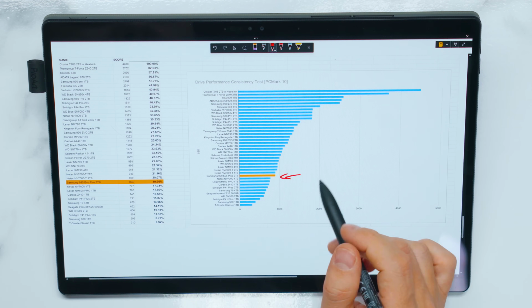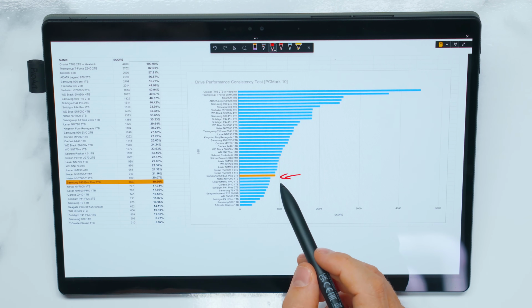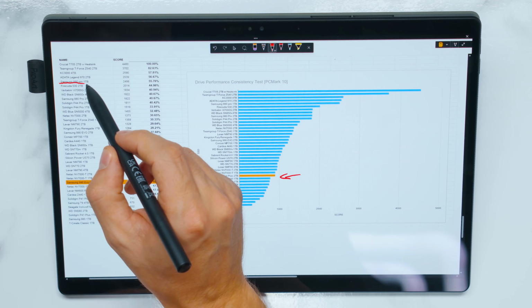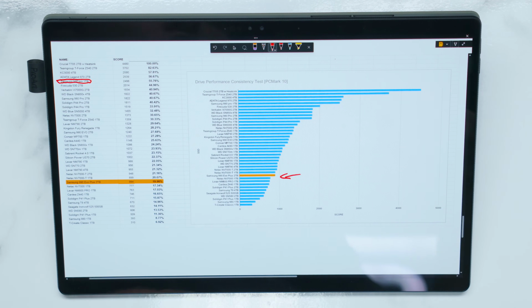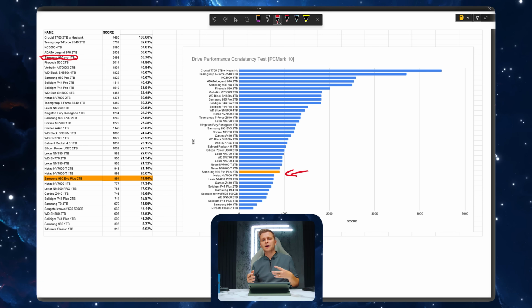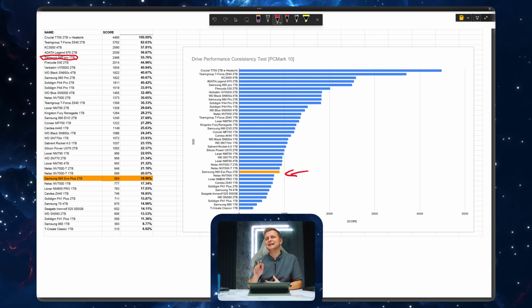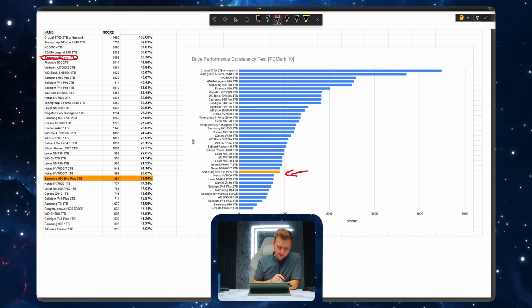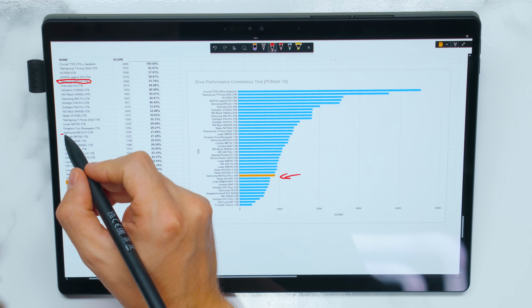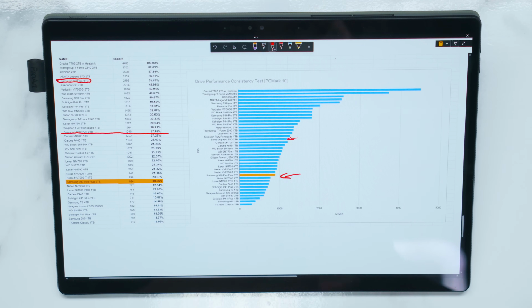This 990 Evo Plus is somewhere further down in the charts and not necessarily impressive, because now we can see that the Samsung 990 Pro, which we have over there, really delivers with 1 terabyte capacity, double the capacity. Both the DRAM and the controller are able to deliver a lot better performance than the 990 Evo Plus 2 terabyte version. Interestingly, the 990 Evo is a lot higher than our 990 Evo Plus. So it looks like with the Plus, we're not really getting anything extra in terms of the consistency test.